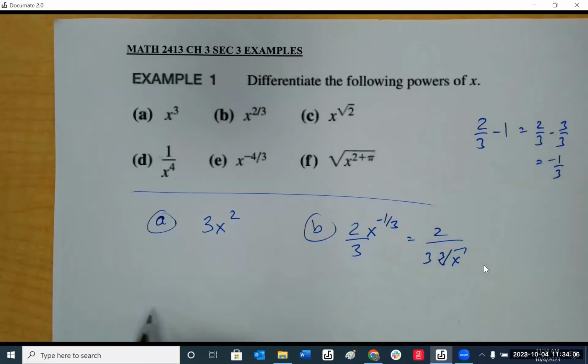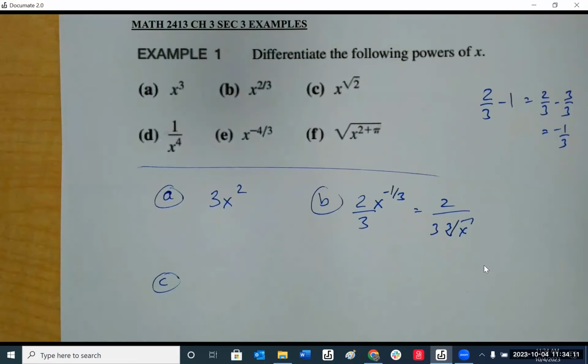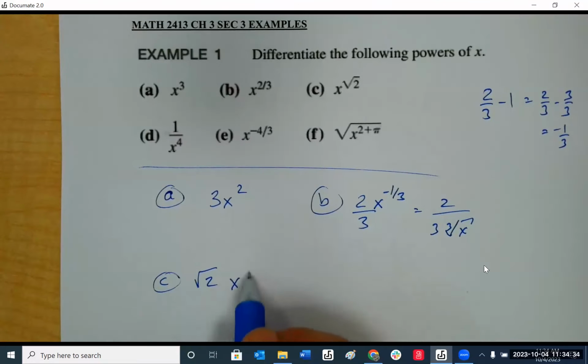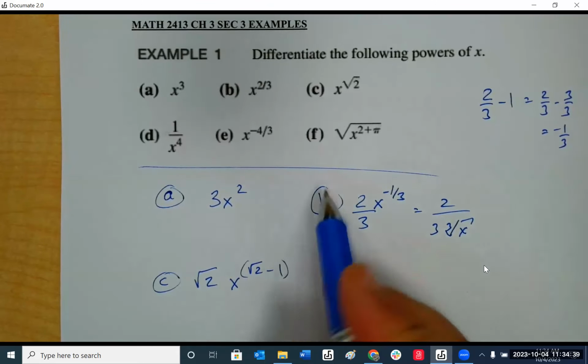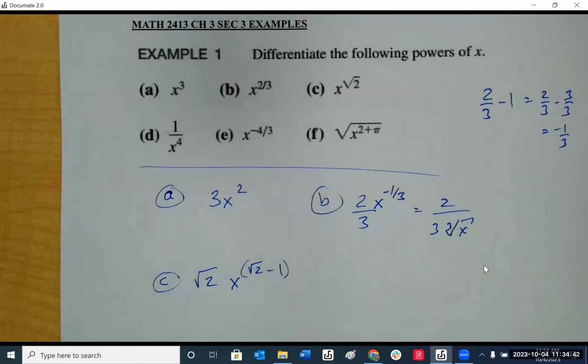How about C? Can you change this to what? No. You can change it to x to the power 1/2. So square root of 2 is square root of 2 minus 1. But square root of 2 is a number. It's just a different symbol.